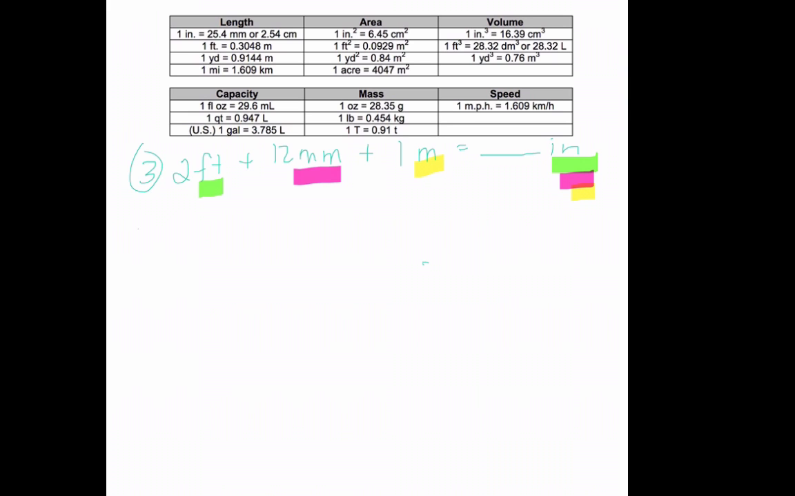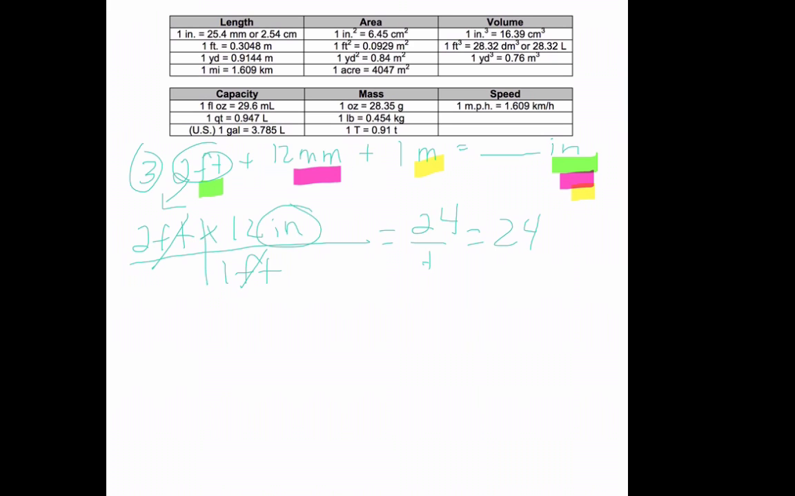So our first one, 2 feet. T-chart. Feet goes in the upper left. We know that in 1 foot there are 12 inches. To complete this problem, we take 2, this is inches, 2 times 12 divided by 1. 2 times 12 is 24, divided by 1 equals 24. Feet, bam, bam, we're left with inches, so we have 24 inches.